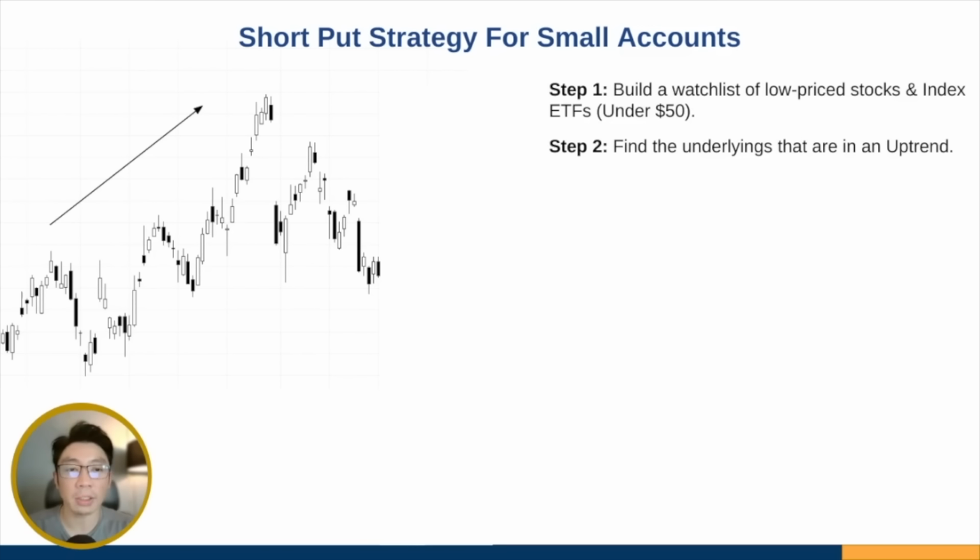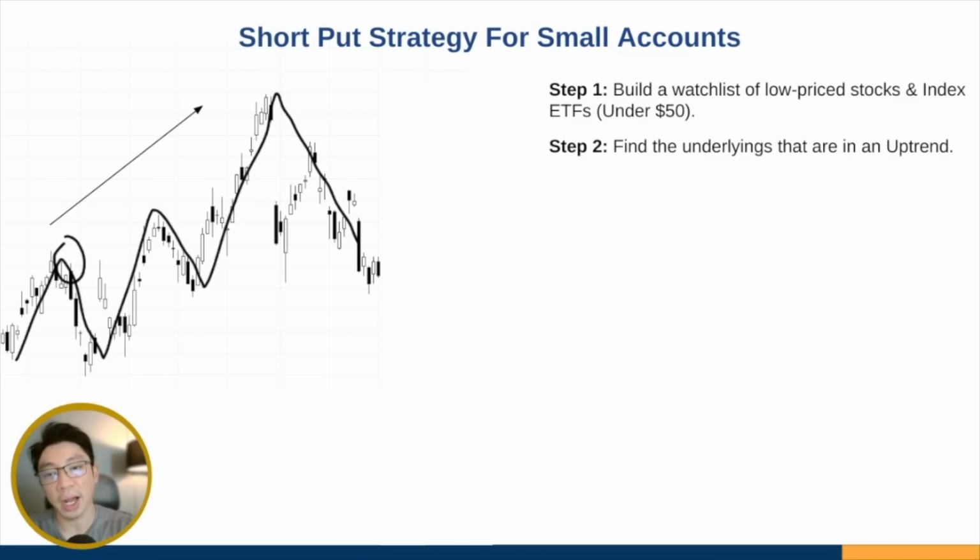Go through each of them and try and find the ones that are in an uptrend, right? So as you can see down here, this is an underlying that is pretty much in an uptrend, right? So how do you identify an uptrend? So basically, uptrend will have this characteristic where it's forming these waves, right? Basically, it will form higher highs and then higher lows.